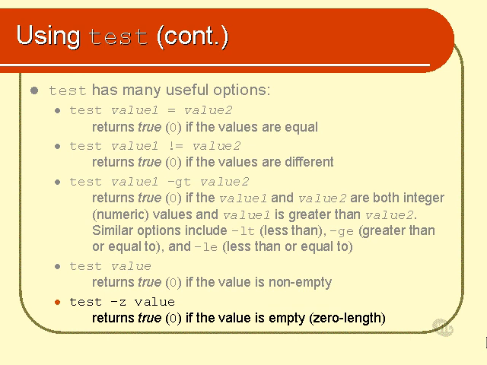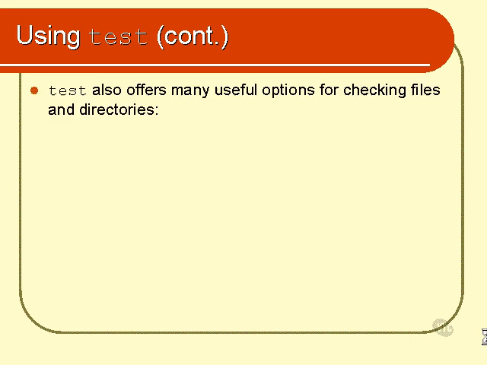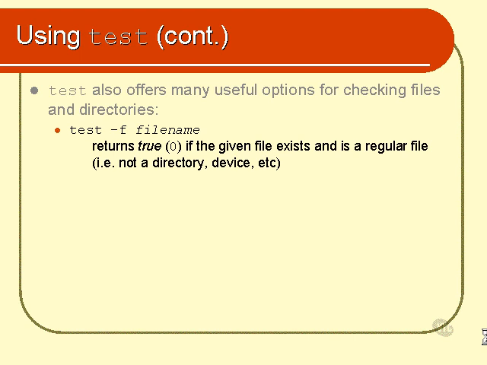So those are a bunch of options for testing the values of variables and comparing one variable to another. We also have some other options that can be used with test, and they actually really have nothing to do with variables per se. They have to do with files and directories. So let's have a look at those. We've got test minus F. Notice that the minus F is actually the first parameter to test. Now this returns true if the file that you specified exists and is a regular file. In other words, it's not a directory or a device or something like that.